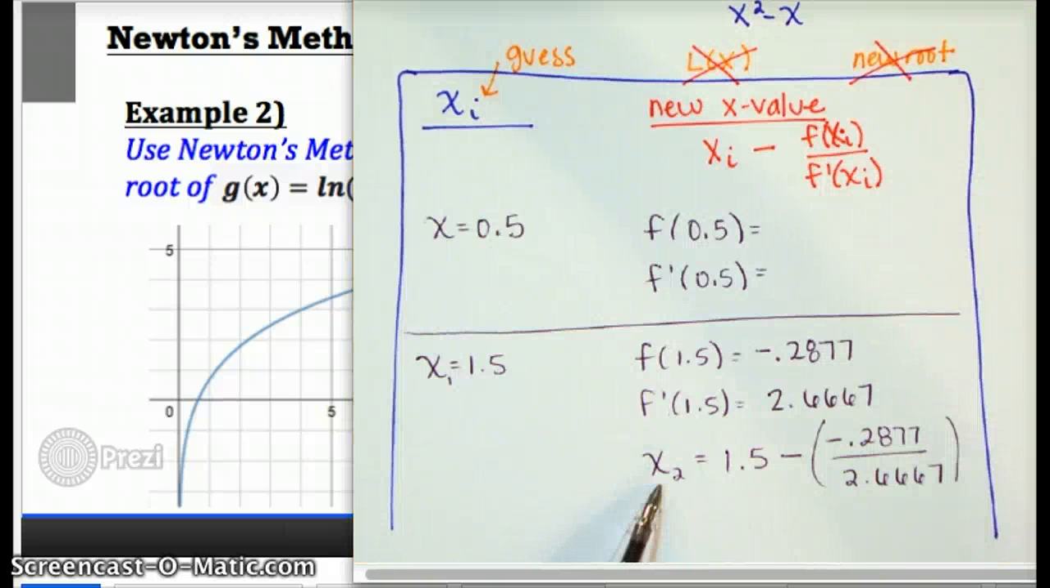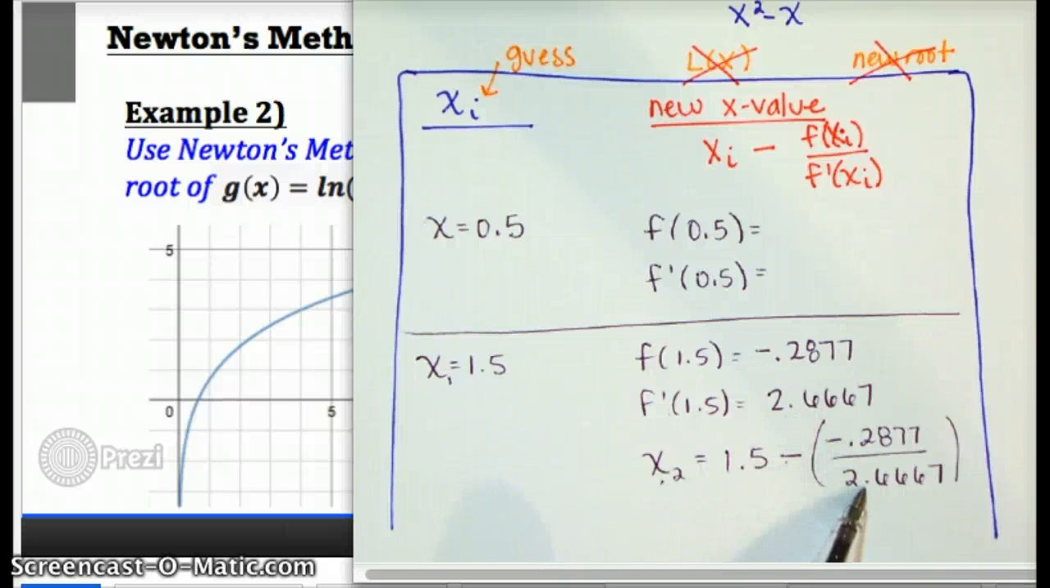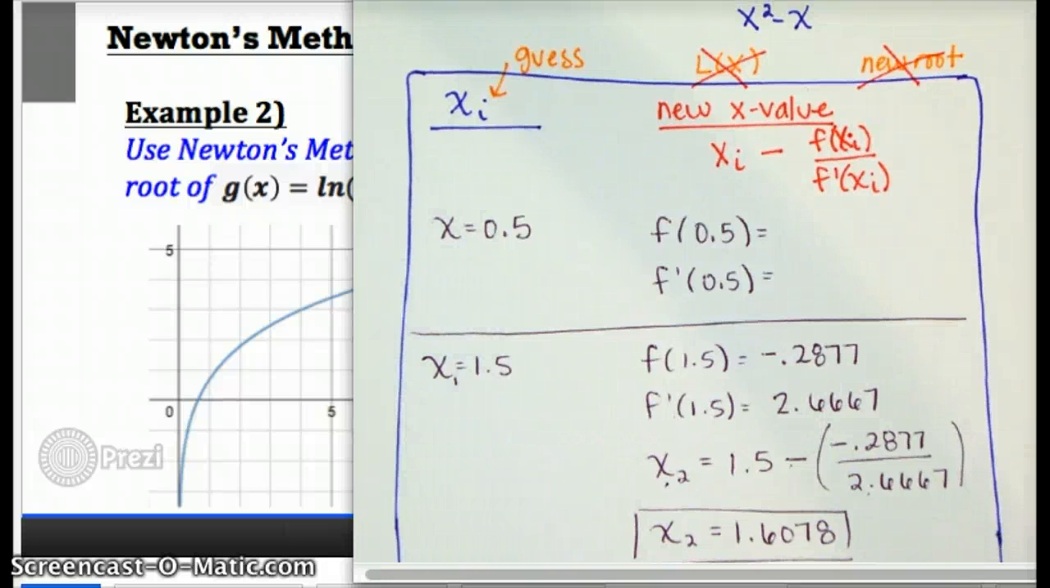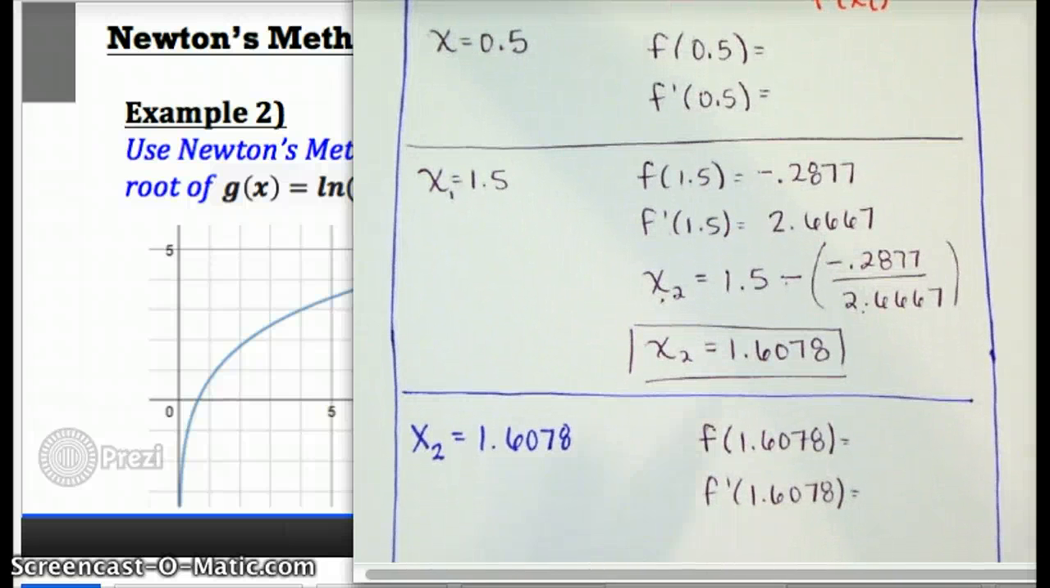So to find the second x value, I take the original x value and I subtract the output of the original function divided by the derivative at that point. I evaluate this in my calculator, and just like that, I have a new x value to try. What am I going to do next with this x value? Exactly. I'm going to use that as the next x value and repeat the process.